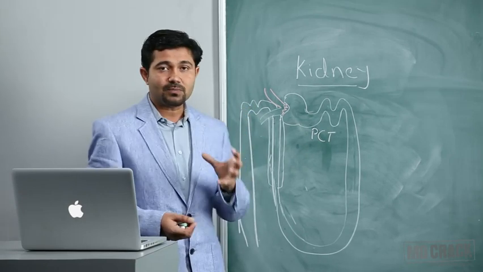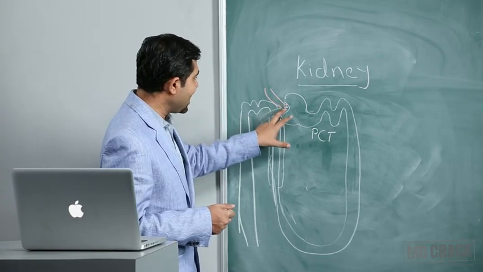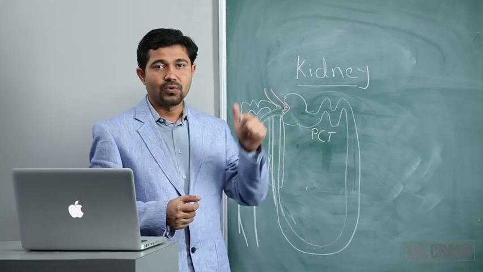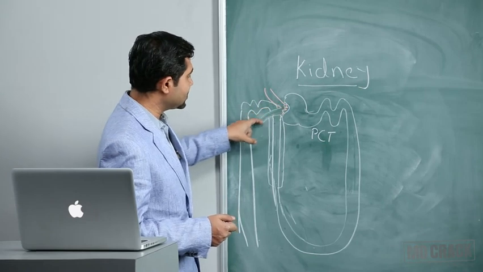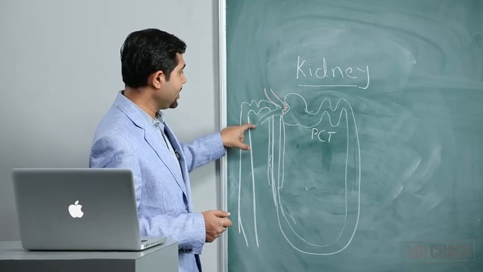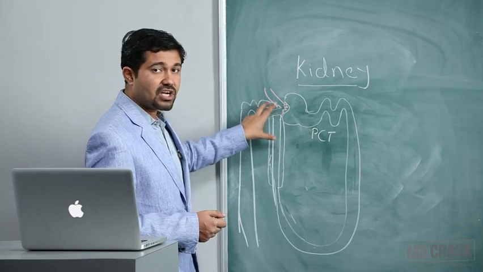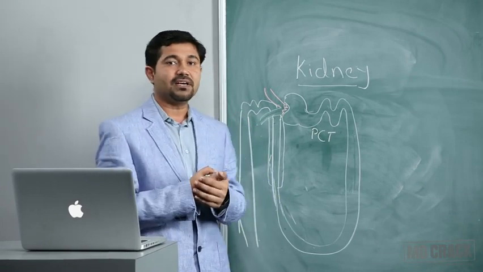The initial part of the distal convoluted tubule will pass between the afferent and the efferent arteriole. Aff means towards, eff means away. So this is called the afferent arteriole, this is the efferent arteriole, right? So the part of the DCT, or distal convoluted tubule, will pass in between the afferent and the efferent arteriole.